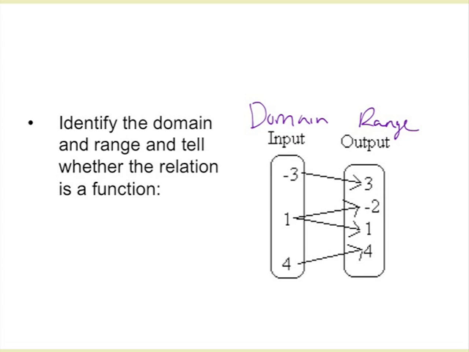Because if I decide I want Skittles and I press that in, I'm expecting Skittles. If I get something else, that's not really what I was planning on. So for a function, each input should be linked with exactly one output. So here, if I type in a -3, I get a 3. If I type in a 1, I'm not really sure what's going to happen. So this is not a function because there are 2 different outputs for a given input.